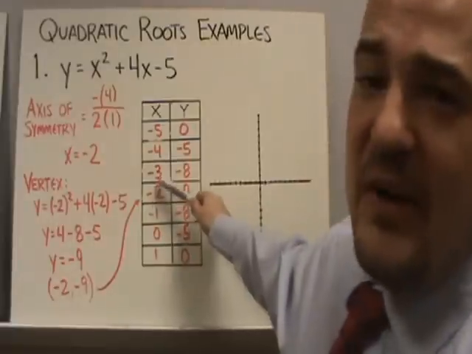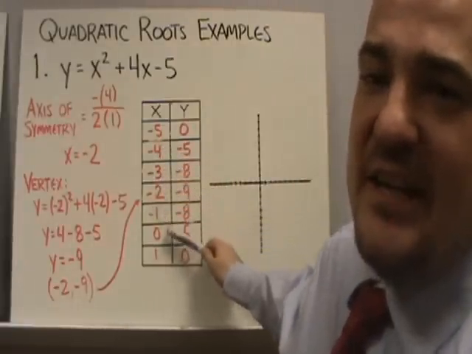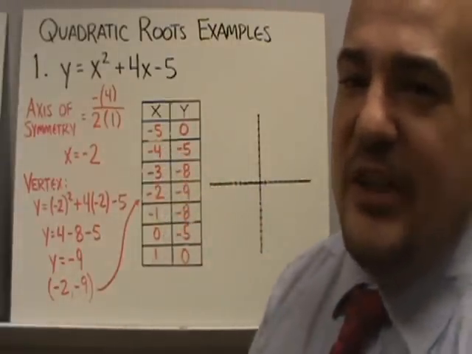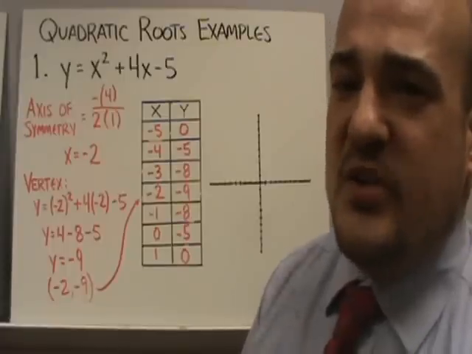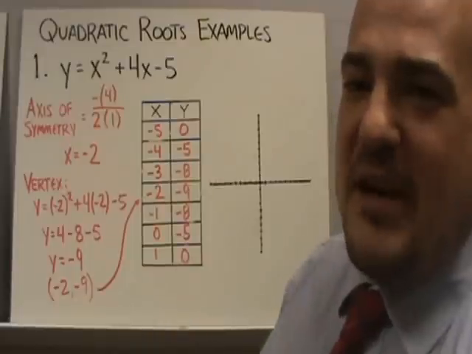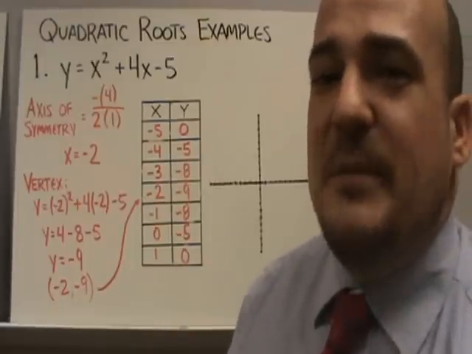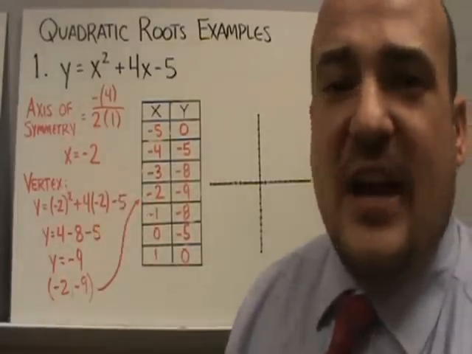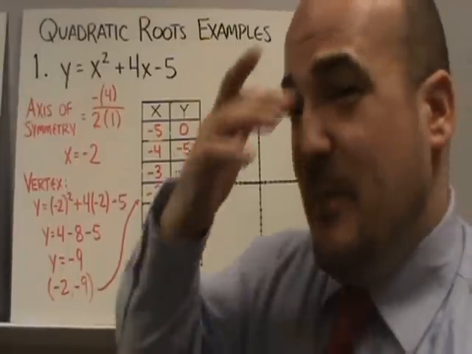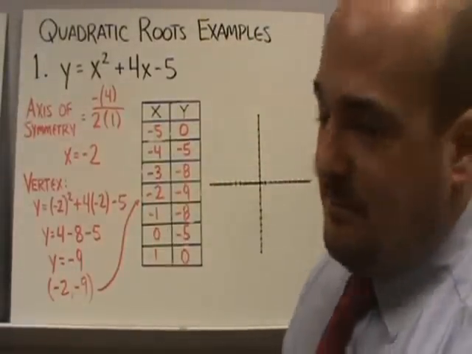And then I chose some other x values that were close to that negative 2 so that I could have a plot over here on my coordinate grid. So I'm going to go ahead and plot these points that I've put in my table of values here. If you need to pause this so that you can get this information down, that's great. If you're already with me, then you can go ahead and plot along with me.